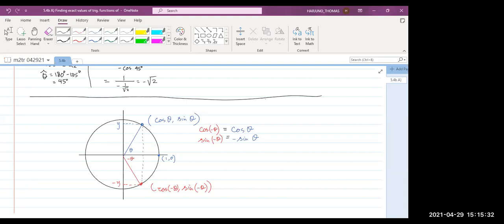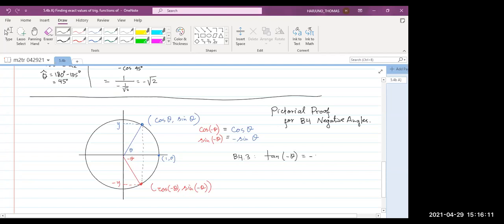Now, you can see this is a pictorial proof of the formulas for negative angles. Cosine is an even function, sine is an odd function. Now, therefore, the tangent of a negative angle is equal to the negative of tangent theta.